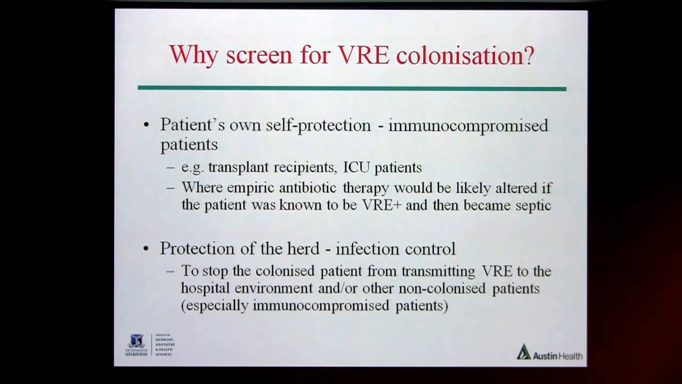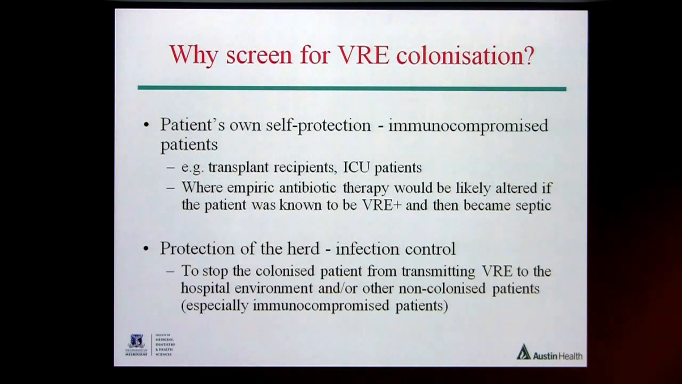So why do we screen for VRE colonisation? Well, largely because we know that if we can identify those who are colonised in their gut or prevent them from becoming colonised, that will stop them from later developing infection. So we screen for those patients who we want to know for their own self-protection, that is those who are immunocompromised, like the transplant patients or intensive care unit patients, where if we knew that they were colonised and then they became febrile, that would alter the empiric antibiotics that we would start.